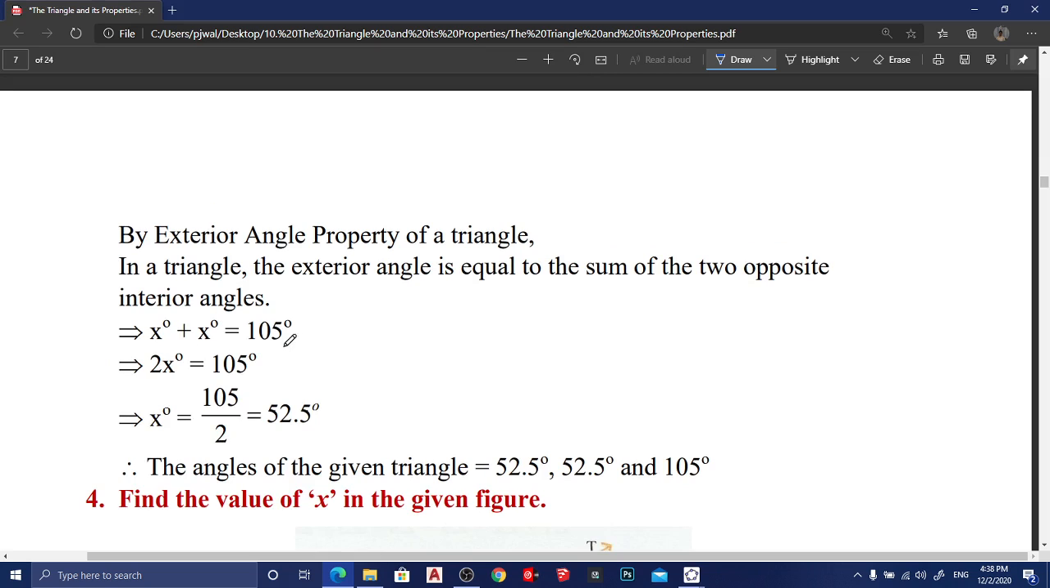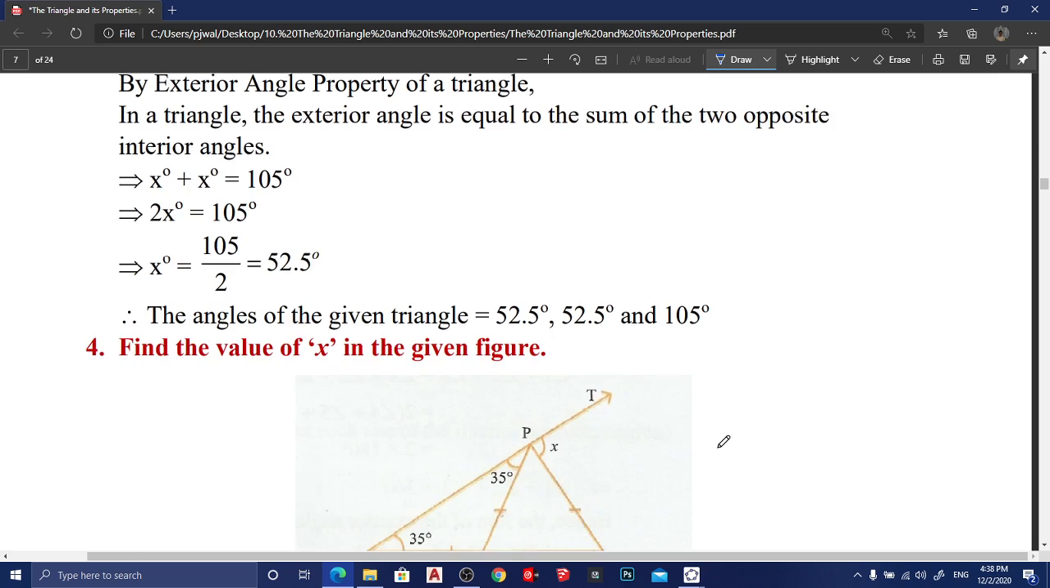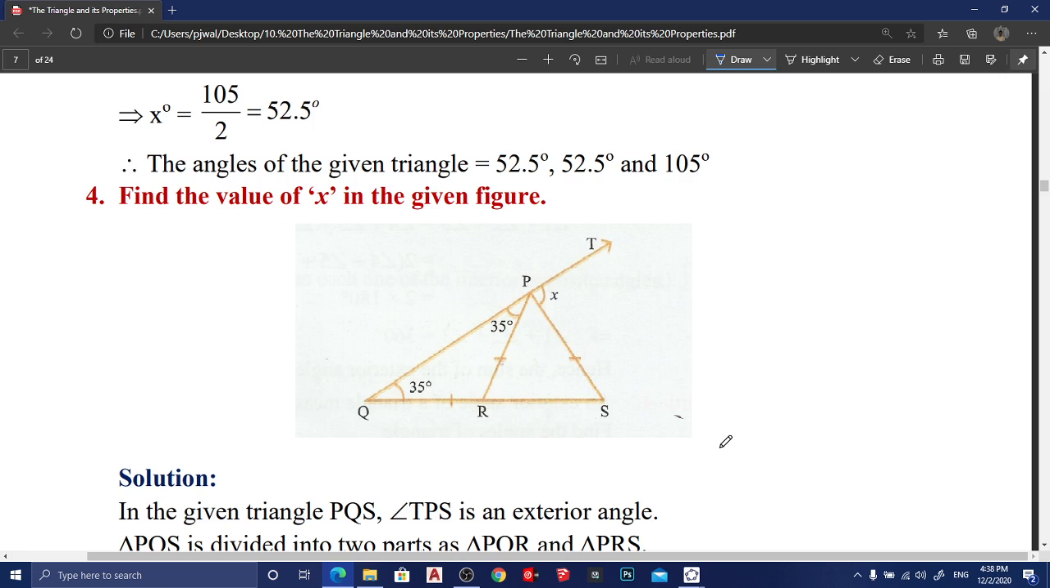Okay, so x plus x is 105, 2x is equal to 105, x is equal to 105 by 2, 52.5. So the angles of the given triangle are 52.5, 52.5 and 105 degrees. These three are the angles of the given triangle.